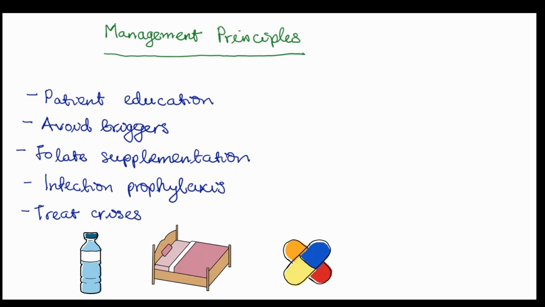It's important to treat an infection if it is indicated. Exchange blood transfusion is indicated if the patient has a cerebrovascular accident or acute chest syndrome. And if the patient has severe anemia with symptoms, a blood transfusion is also indicated.